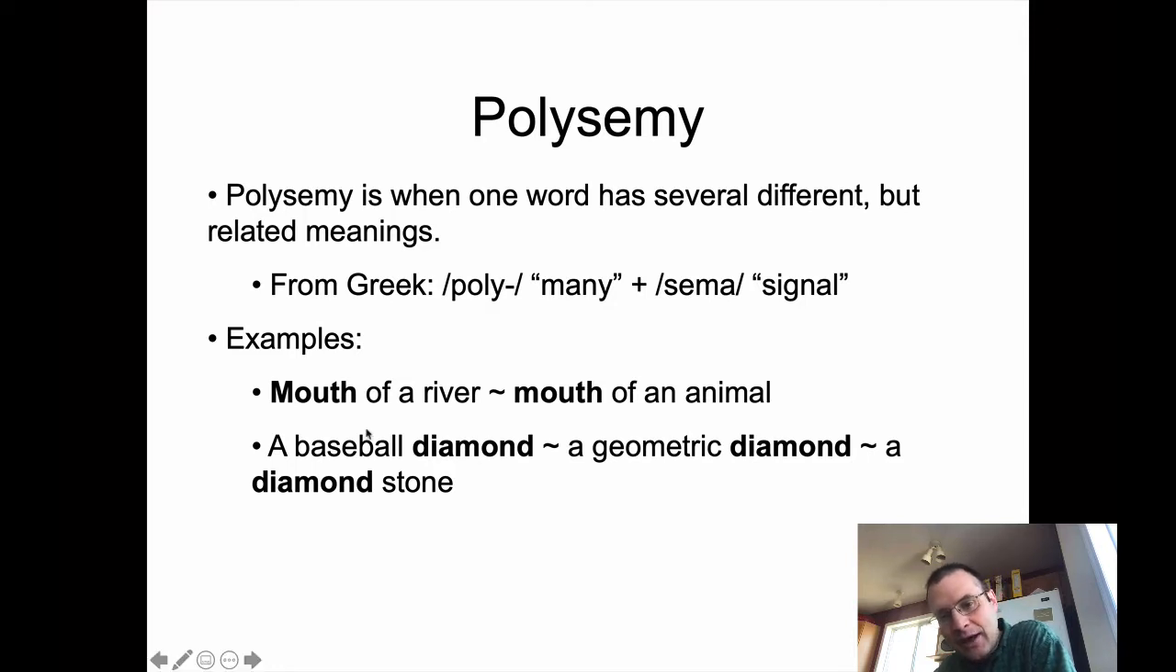So you can talk about the mouth of an animal, and that's something similar to the mouth of a river, which is where the river deposits its water flow in some greater body of water, right? It empties it out. If you think of the flow of air coming out of your mouth, there's something similar there between the mouth of an animal and the mouth of a river. A baseball diamond looks like a geometric diamond, and that also looks like the way a diamond stone is normally cut. So all these things are kind of related, but they're not exactly the same meaning, right? So that's polysemy.